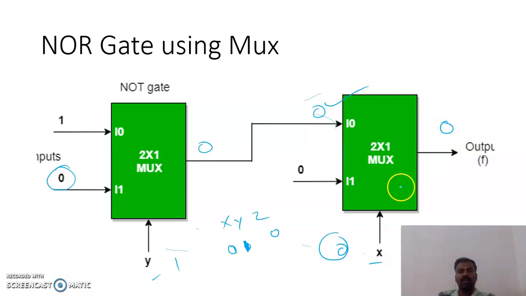So according to that, any gate we need to design using a 2 cross 1 mux. That is, these are 1s and 0s. We need to choose very carefully according to the truth table of the given gate.